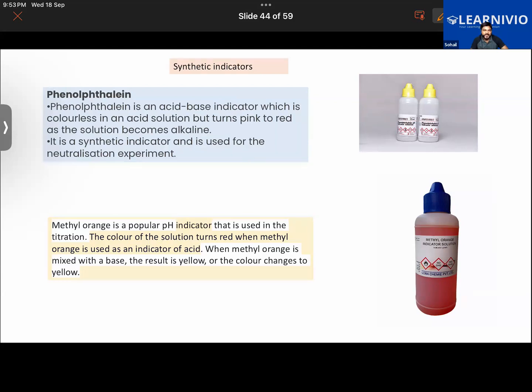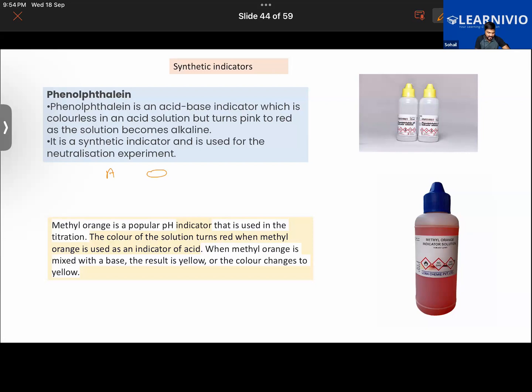Phenolphthalein is an acid-base indicator whose natural color is colorless, meaning that it doesn't have any color. It looks like water. But when you add base into it, it will turn pink. In acidic solution, it remains colorless. Getting it? So phenolphthalein is an acid-base indicator which is colorless in acidic solution.